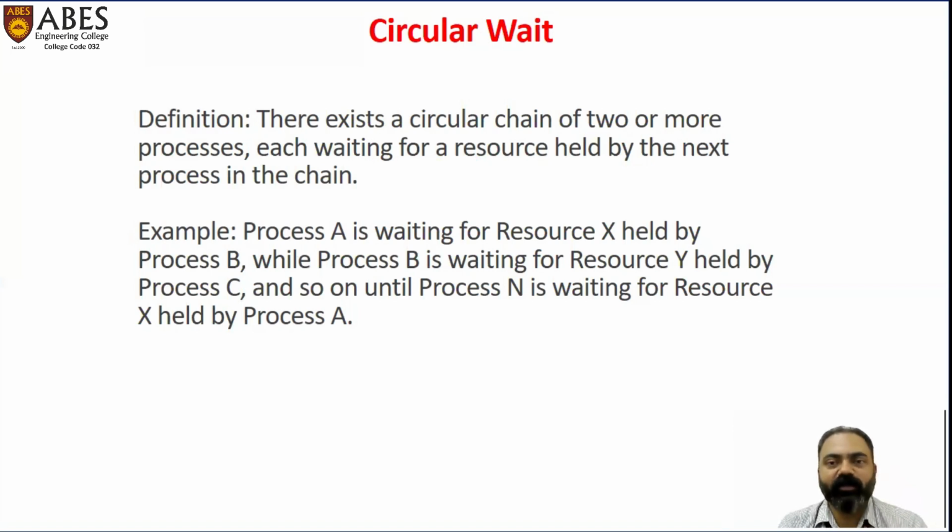Now this is circular wait. There exists a circular chain of two or more processes, each waiting for a resource held by the next process in the chain. This is a hold and wait condition with a loop, with a cycle. If there exists a cycle with hold and wait, then this will be circular wait.